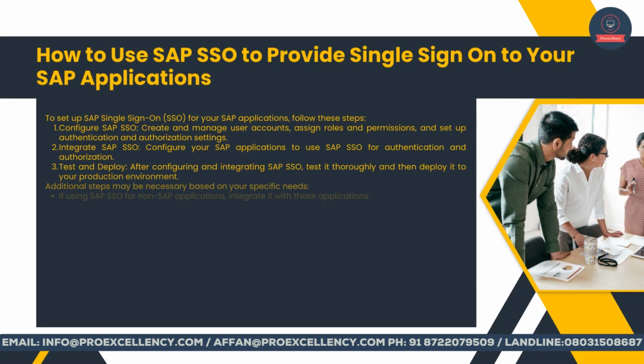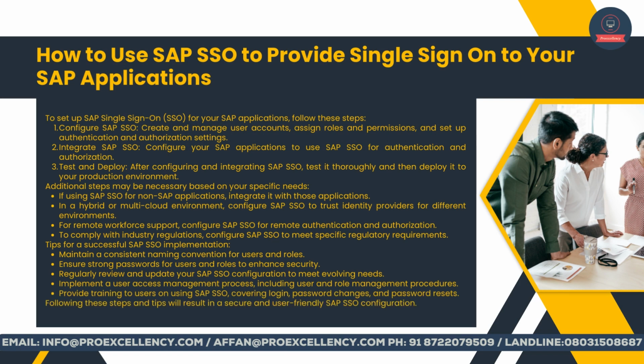How to use SAP SSO to provide single sign-on to your SAP applications. To set up SAP Single Sign-On SSO for your SAP applications, follow these steps. Configure SAP SSO. Create and manage user accounts, assign roles and permissions, and set up authentication and authorization settings. Integrate SAP SSO. Configure your SAP applications to use SAP SSO for authentication and authorization. Test and deploy. After configuring and integrating SAP SSO, test it thoroughly and then deploy it to your production environment.